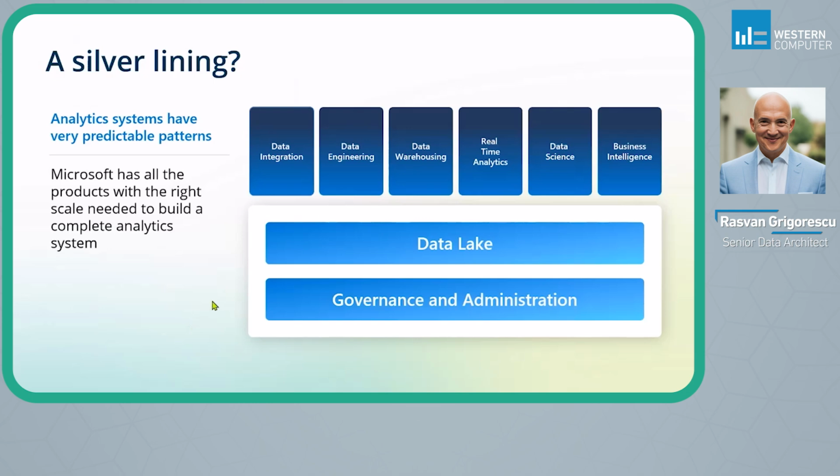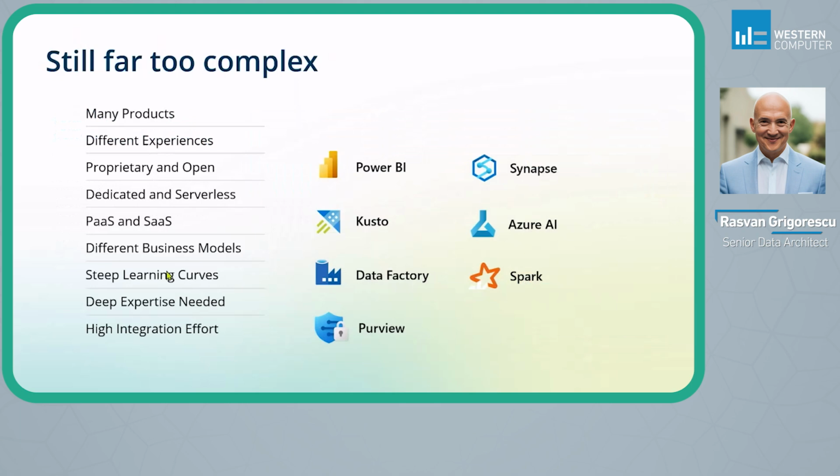So those are usually common. And ideally, they should all reside on a common infrastructure, on a common data lake, and use common governance and administration tools. It turns out that Microsoft has these tools, whether we're talking about Power BI or Azure Synapse, Azure AI, Kusto, Azure Data Factory, Purview for governance. But they're still not integrated. It still takes time and expertise.